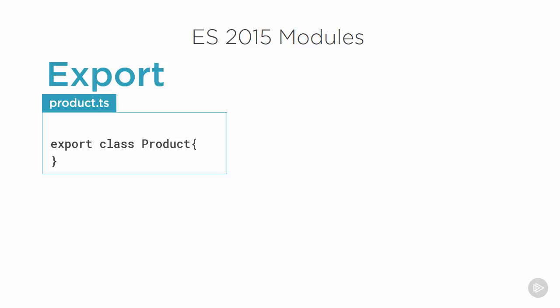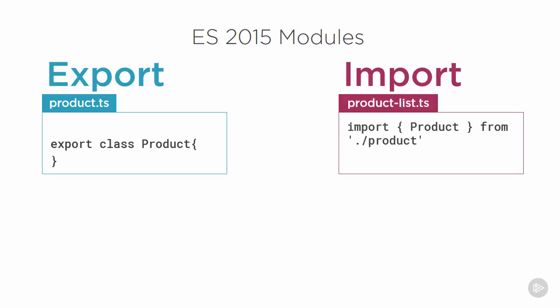How do ES 2015 modules work? Say we create a code file called product.ts and export a class named product from that file. This file then becomes a module. Because the class is exported, we can use that class in any other module by importing it. So here we have a file called product-list.ts, and we import our product class. This file also becomes a module because we imported something.